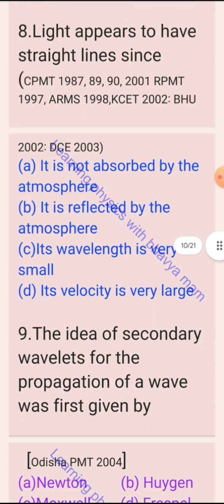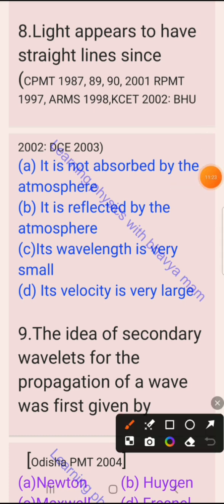Question 8. Light appears to have straight lines since. So this is also one of the important questions expected in MCQs in board paper or in KCET. Light appears to have straight lines since it is not absorbed by the atmosphere, it is reflected by the atmosphere, its wavelength is very small, its velocity is very large. So which option is correct? See, is it absorbed by the atmosphere? Is it reflected by the atmosphere?